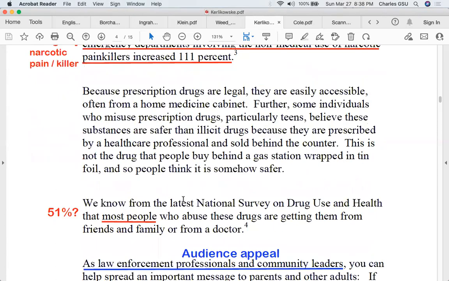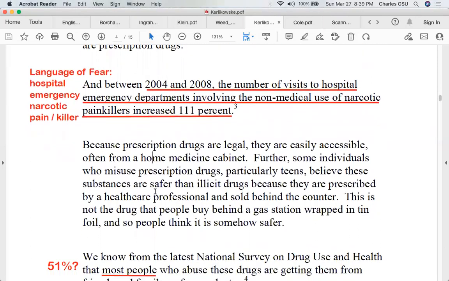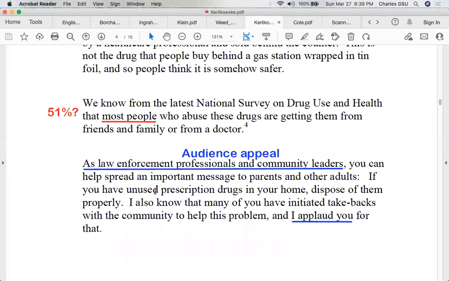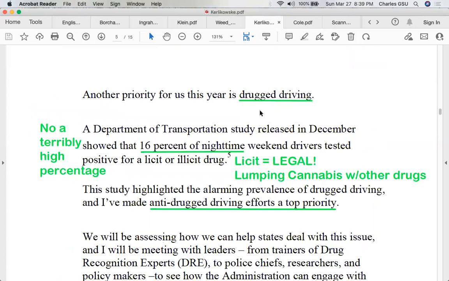Well, think about what he's doing here to his audience. Remember, these are police chiefs he's speaking to. Anything that is a 100% or more increase is pretty severe, right? But notice it's involving non-medical use of narcotic painkillers. There's really nothing to do with cannabis, right? But he's going to talk here about cannabis nonetheless, about drug driving.